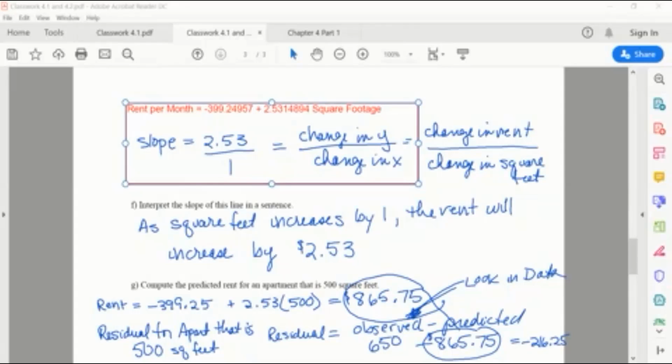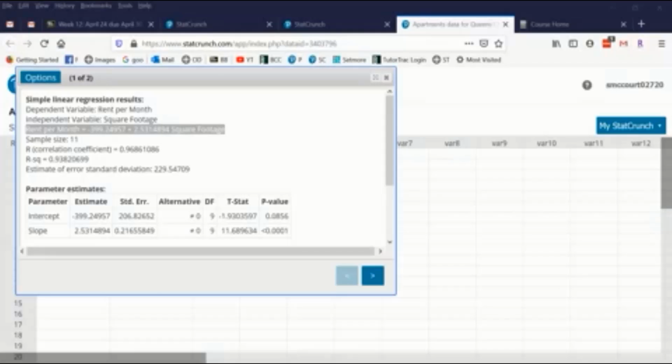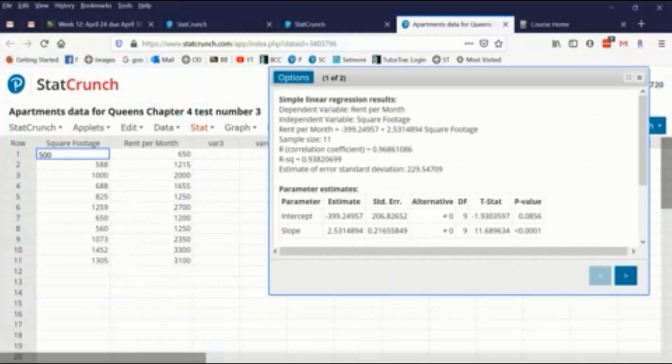Where did you get 650 from? 650 is from the data set itself. I'll show you in a second, but this is all going to disappear when I do that. So I want to see if you have any questions here before I go show you in the data. No questions? All right, so I'll show you in the data. Let me move this over. The first apartment has 500 square feet and it's $650 for rent. Okay, so that's where the observed and predicted come from. The observed is from the data, predicted you use the equation.